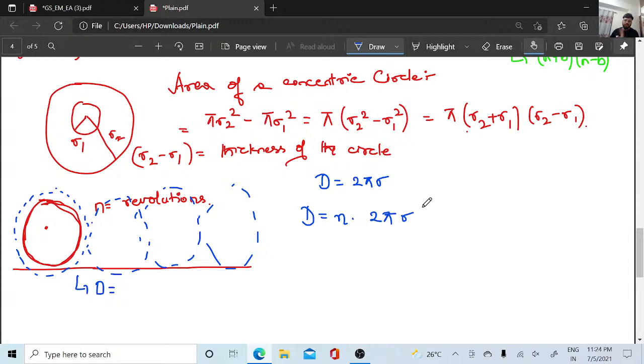If the number of revolutions is given, directly use n into 2 pi r. We know the value of pi is 22/7, and the radius will be given. If they give you the distance traveled and ask for the number of revolutions, then n is equal to the distance d divided by 2 pi r.